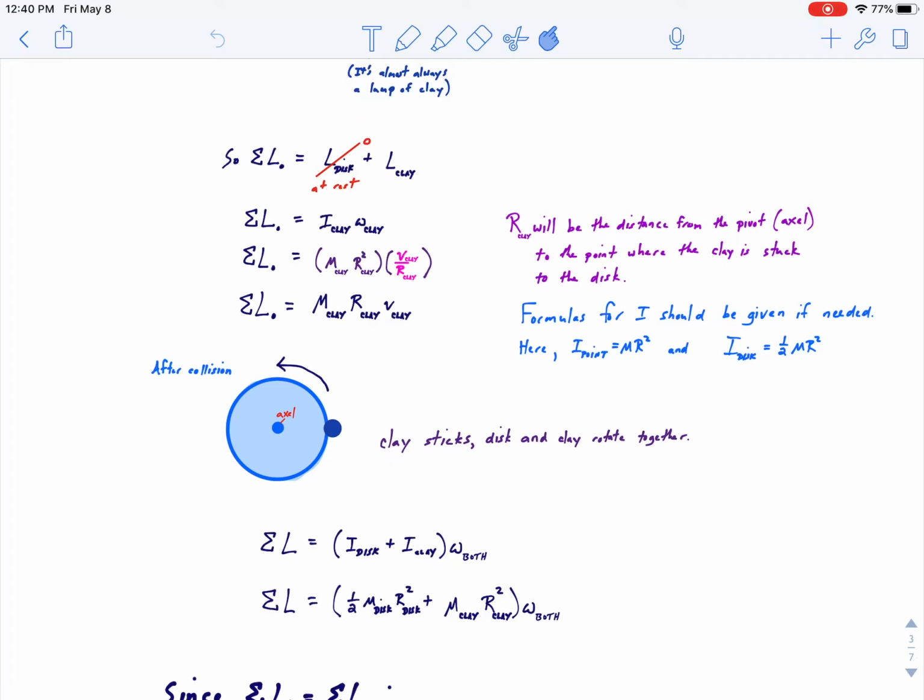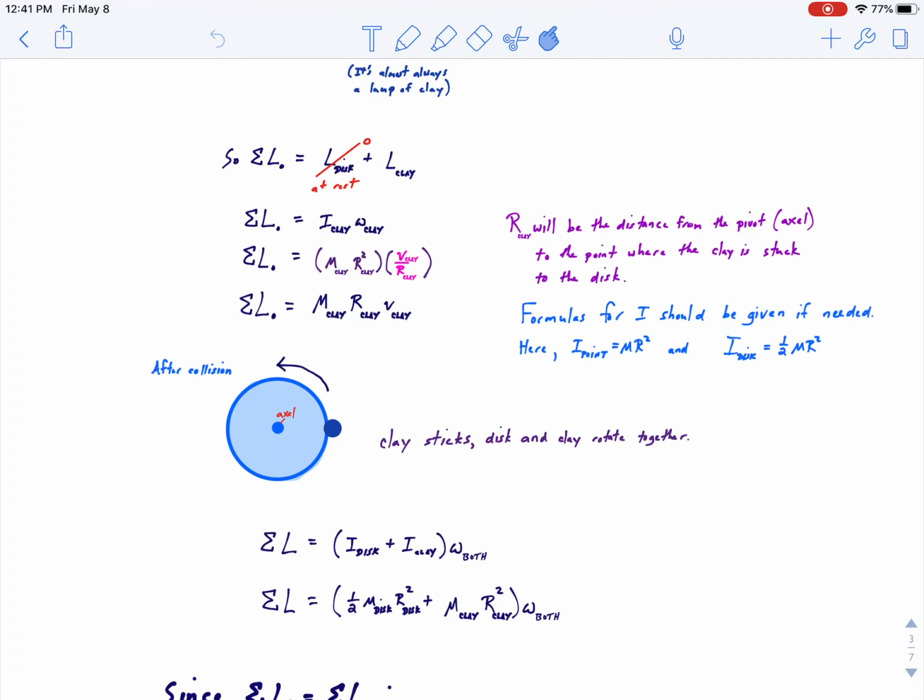Now to finish this, if you weren't given the I for the disk, you would need to calculate it, and they would need to give you the formula that I disk equals 1/2 mr squared. And so I've replaced I disk with 1/2 mass of the disk times radius of the disk squared, added it to the rotational inertia of the clay, which is mass of the clay multiplied by the distance that the clay is from the axis of rotation squared, taken that entire quantity and multiplied by the angular speed of both of them.